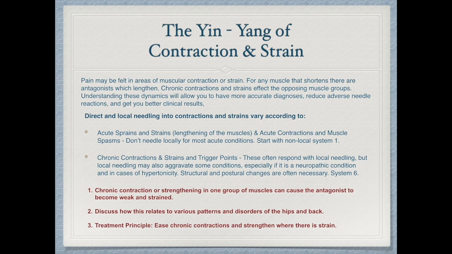And a primary treatment principle that I want to emphasize in this course and in treating the hips is that we want to ease the chronic contractions and strengthen where there is strain. So we can ease the chronic contractions by applying acupuncture. However, to strengthen the area which has become weak or strained, we frequently need to use prescriptive movement for that. So we'll be discussing some of these, and I'll show you some routines that I do for people with hip and lumbar pain as well.